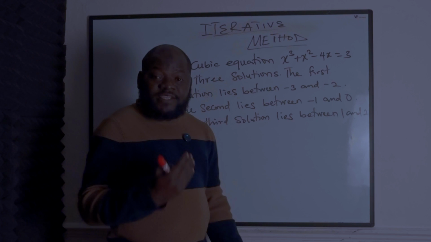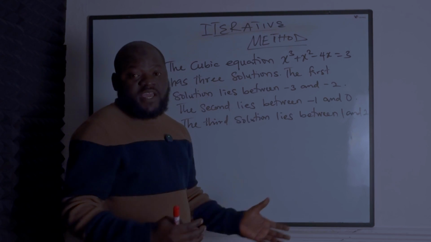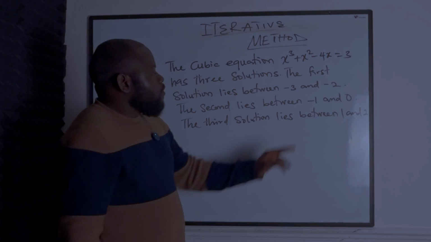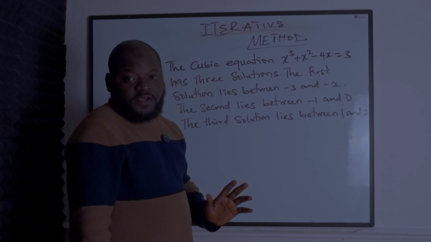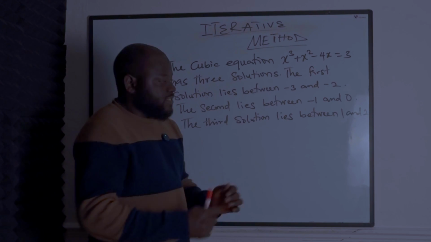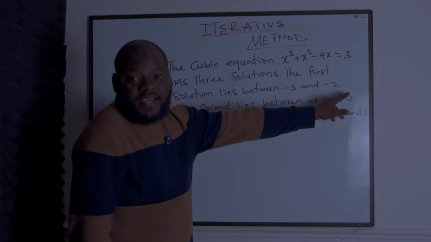We do the same iteration. However, the difference between the iteration that we want to do here is that we have to make a proper guess within the value given to us. For the first one, if we want to look for the first value of x, we have been told that it lies between minus 3 and minus 2.